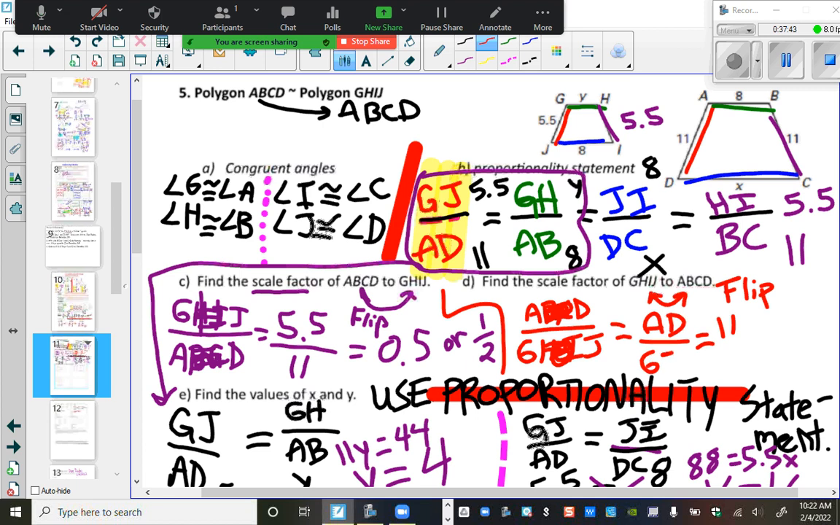Now, if we divide 11 by 5.5, what would we get? Somebody said it. 2. There's your scale factor. And basically what could have happened, you could flip this fraction, boom. Because 2 is also 2 over 1. We agree, right? Can you say 2 and 2 over 1 are the same? Yeah.